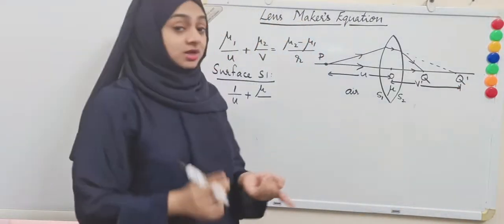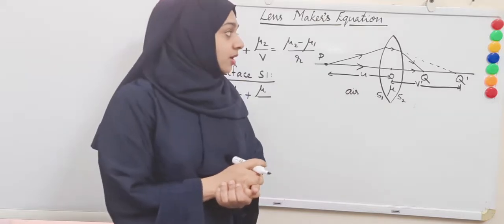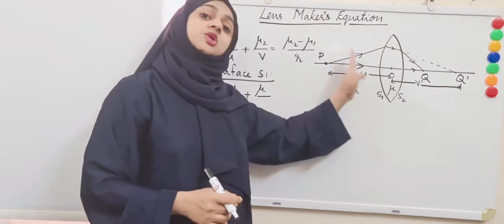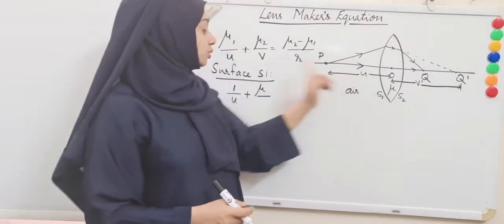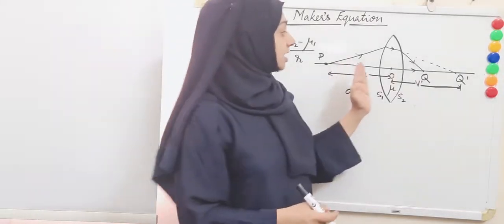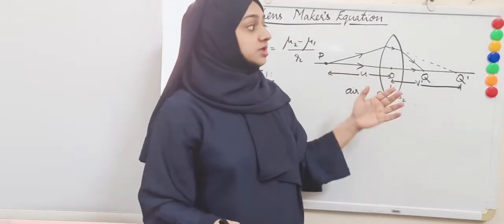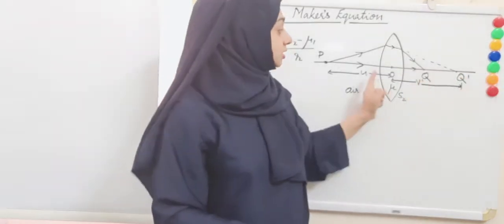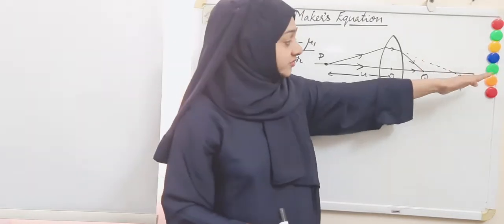Now, in the real positive sign convention, we take the object distance as positive if it is on the side from where the light is incident on the surface. So U is positive. And again, we consider the image distance as positive if it is on the side where the light goes after refraction. So here it is on this side where the light goes after refraction.